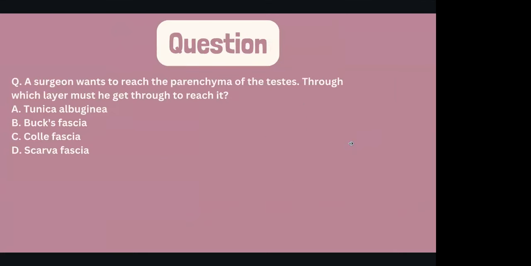Now, a question for you guys. A surgeon wants to reach the parenchyma of the testes. Through which layer must he get through to reach it? I'm gonna give you guys a second. The answer is A, because Buck's fascia, we don't even mention that.